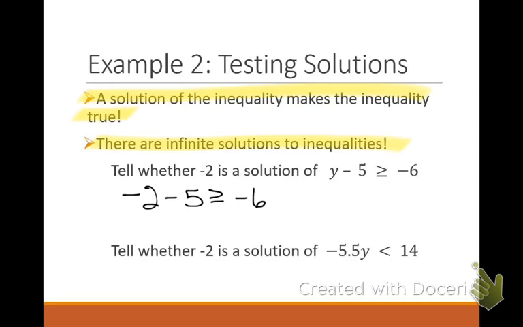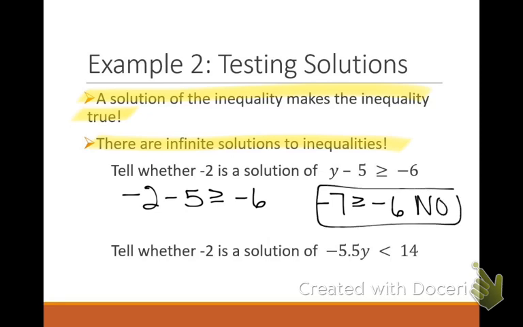Are you writing it down? I should see your pencils moving. What is negative 2 minus 5? Negative 7. Is negative 7 greater than or equal to negative 6? Think of it on a number line. No, it is not greater than. Hold on, hold on.